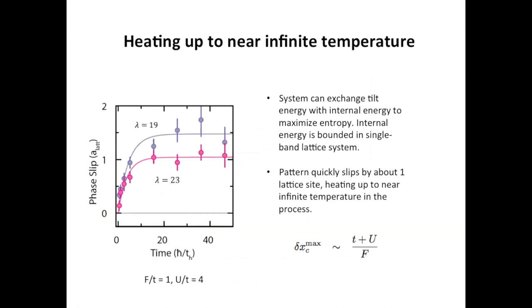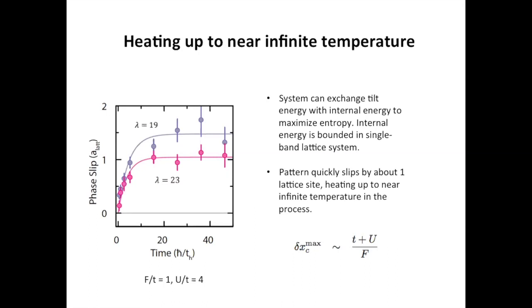I told you the system starts to thermalize. The first thing it does is slip down the hill, as you might expect, so it's exchanging tilt energy with internal energy. But for the system to maximize the entropy, it has to heat up, within the single band model, to infinite temperature, and there is a finite amount of internal energy you can store. So the system just slips on the order of 1 lattice site before it saturates the internal energy in this single band model.